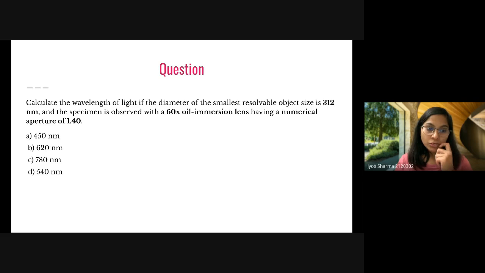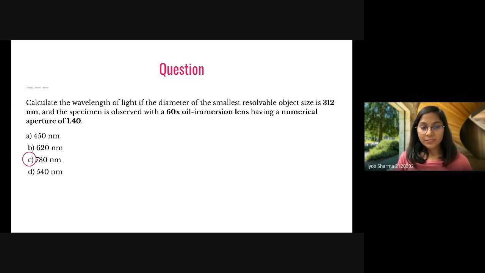So the question is, calculate the wavelength of light if the diameter of the smallest resolvable object size is 312 nanometer and the specimen is observed with the 60x oil immersion lens having the numerical aperture of 1.40. So can you calculate the wavelength of the light that can resolve the object having the size of 312 nanometer? So how can we do this?